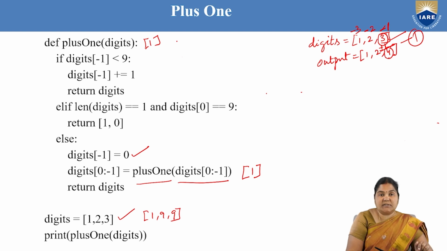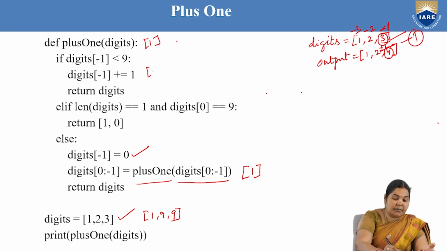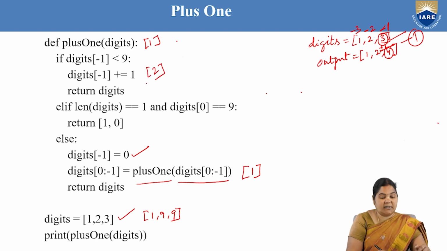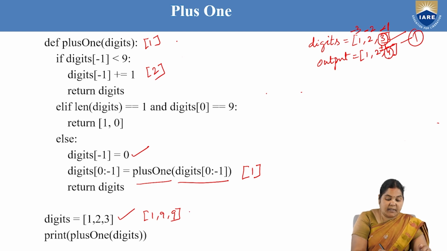Now we check: it is only one digit, is it less than 9? Yes. So make it digits of -1 plus 1. So it becomes 2. Return the digits. So in this way, my output will be transformed to 200.